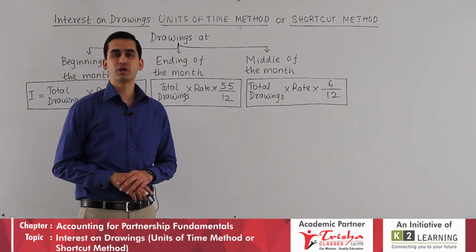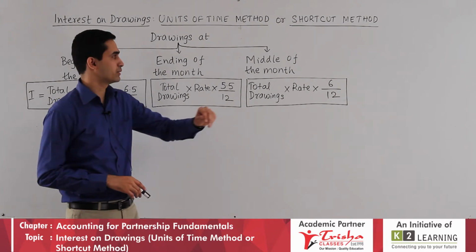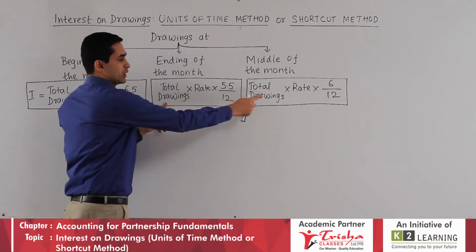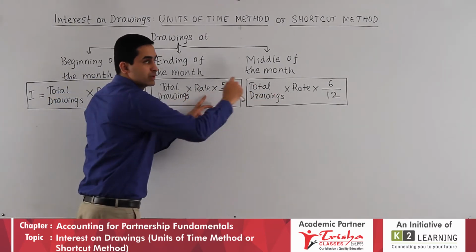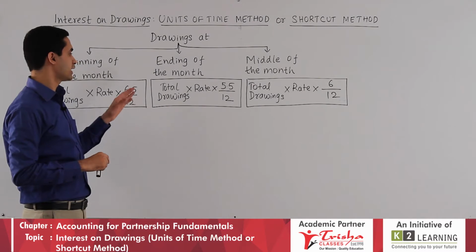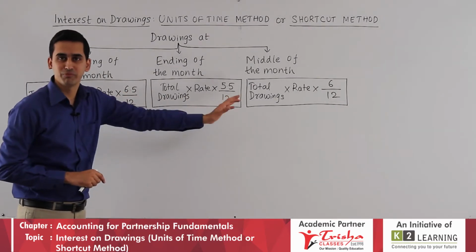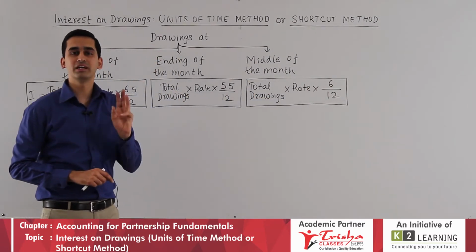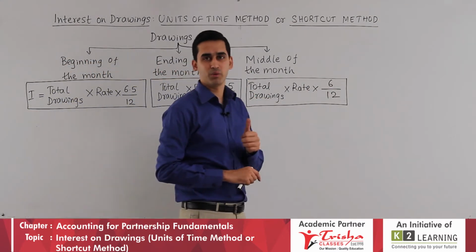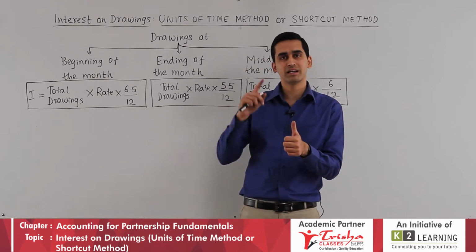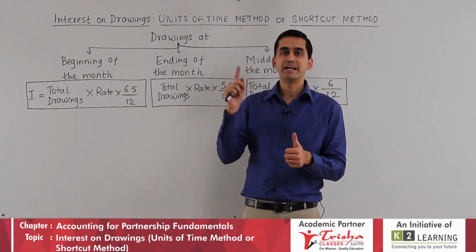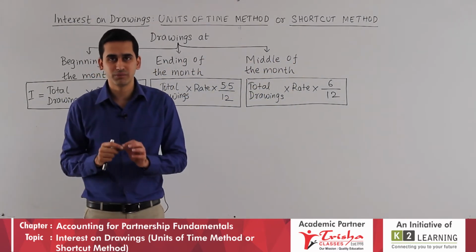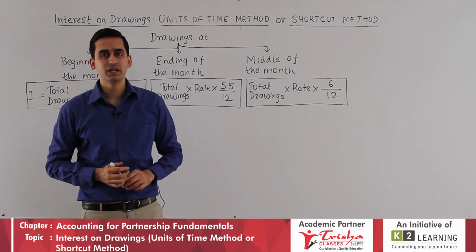Now, what if drawing happens at the mid of the month? The date of the drawings being middle of the month, then these total drawings will remain same, rate of interest will remain same. Now, beginning was 6.5, ending was 5.5, that means middle point should be 6. Therefore, only 3 things that we should remember. Number 1, beginning of the month I will calculate 6.5 by 12, ending of the month I will do 5.5 divided by 12, and middle of the month I will do 6 divided by 12.